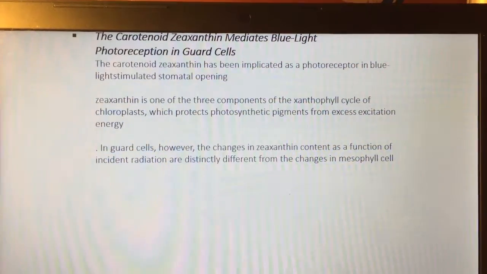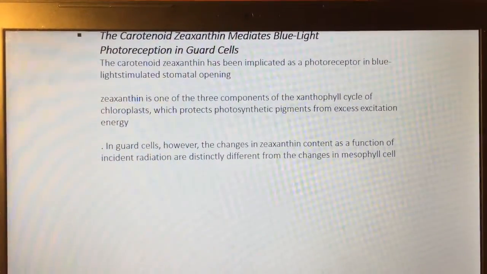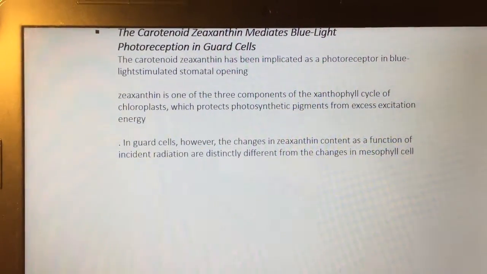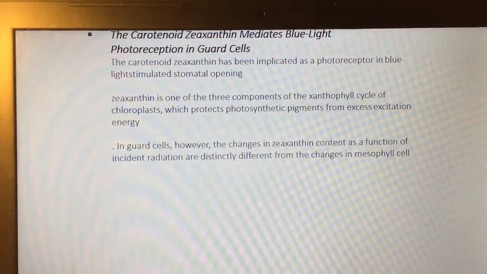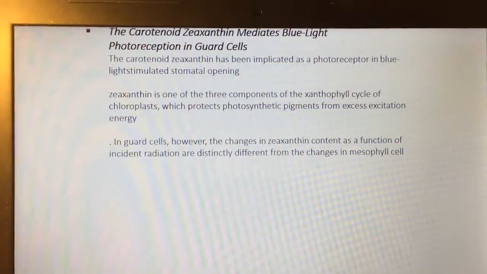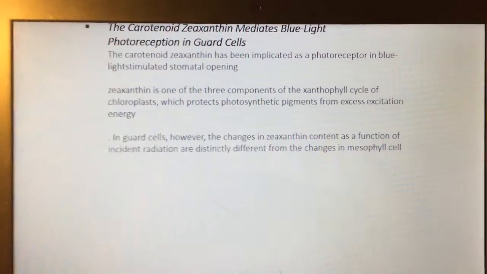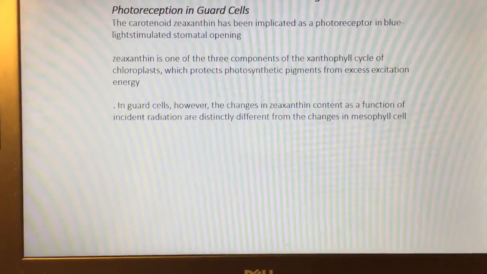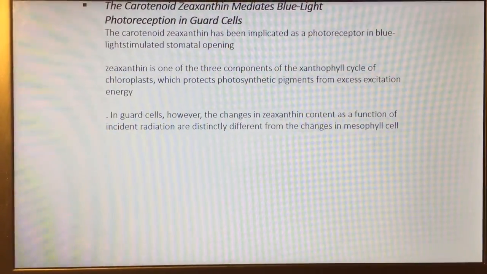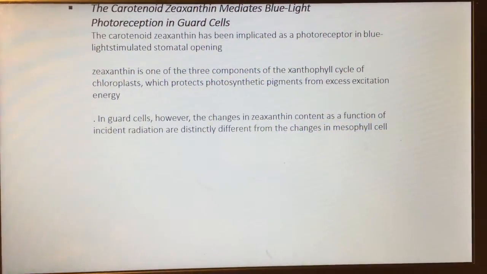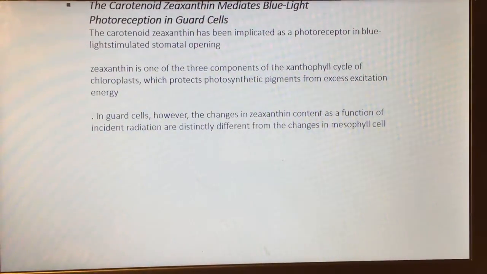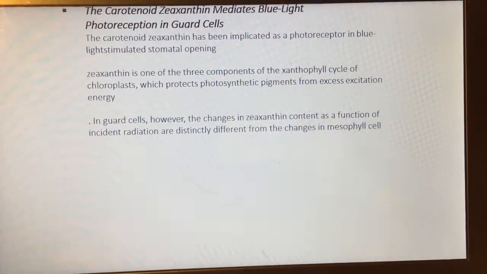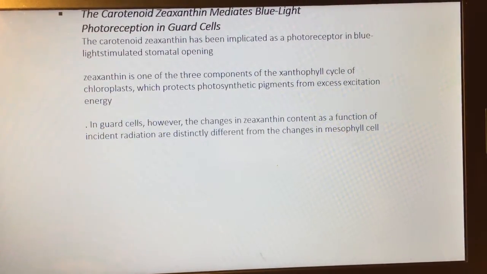Zeaxanthin mediates blue light photoreception in guard cells. The carotenoid zeaxanthin has been implicated as a photoreceptor in blue light-stimulated stomatal opening. Zeaxanthin is one of the three components of the xanthophyll cycle of chloroplasts, which protects photosynthetic pigments from excess excitation energy. In guard cells, however, the changes in zeaxanthin content as a function of incident radiation are distinctly different from the changes in mesophyll cells.